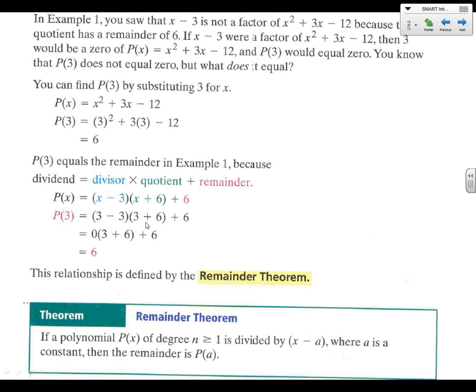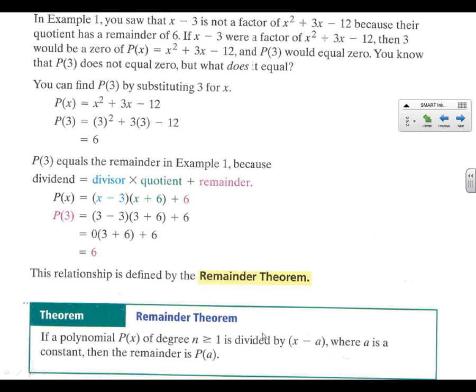And here we go. Last stretch here, we're going to introduce the remainder theorem. So, remove this. In example 1, you saw that x minus 3 is not a factor because it had a remainder. If x minus 3 were a factor, then 3 would be a 0. So if you had 0 as a remainder, if it came out clean, then you would say that this would be a factor. You know that plugging in 3 doesn't get you to 0, but what does it equal? If you plug it in, it turns out you get 6, the remainder.